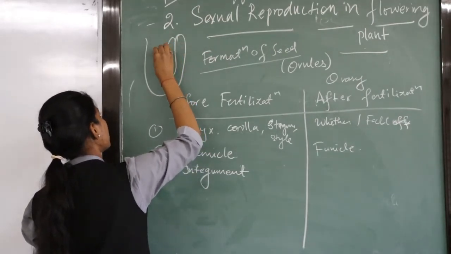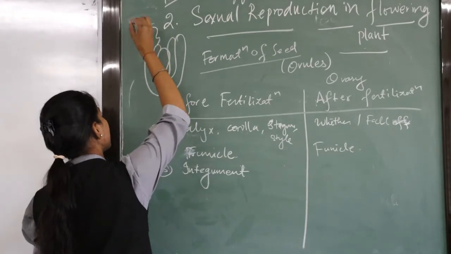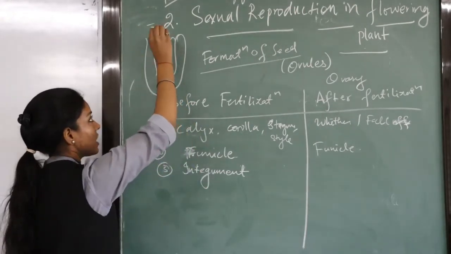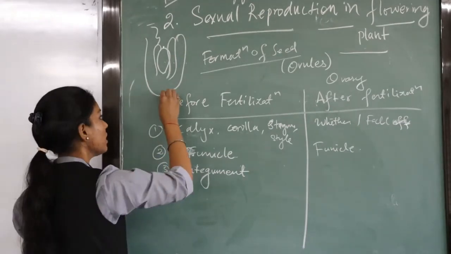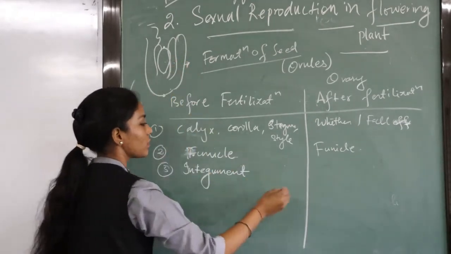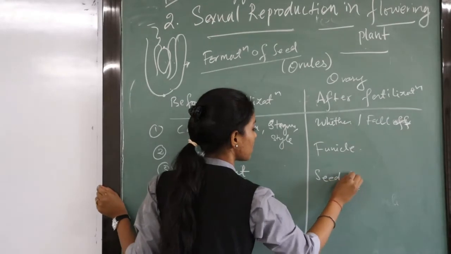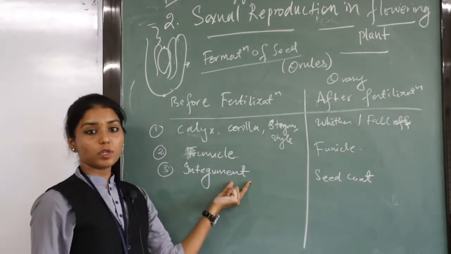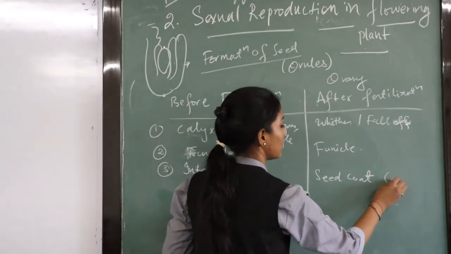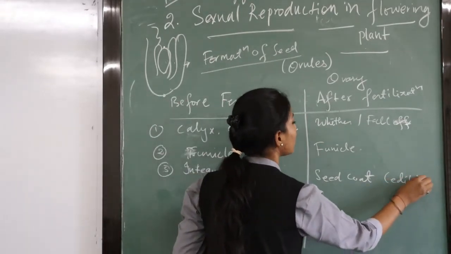If you remember with this, the structure I have drawn you, chalazal and micropylar, and these were called integuments. Okay. Integuments provide the seed coat, and it is seen that in some it is the edible part also. Okay. In some it is the edible part.